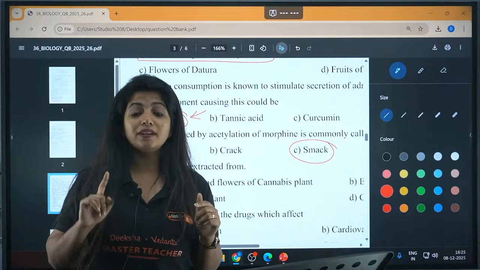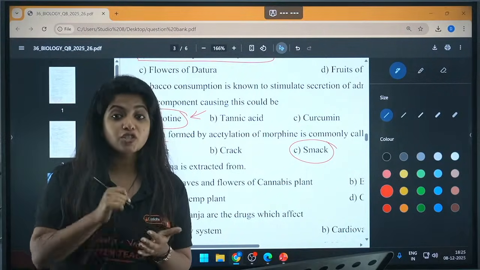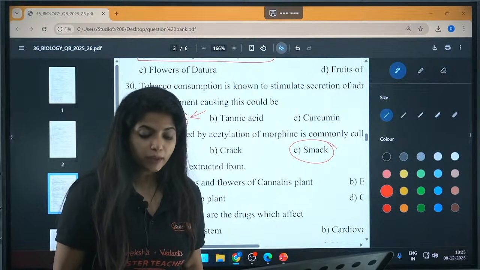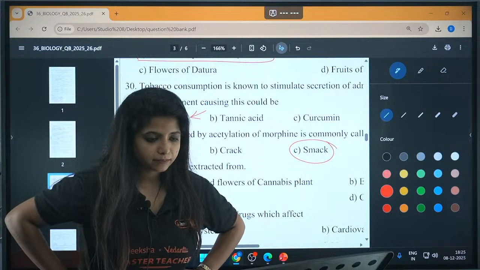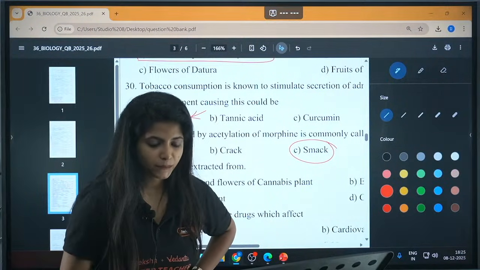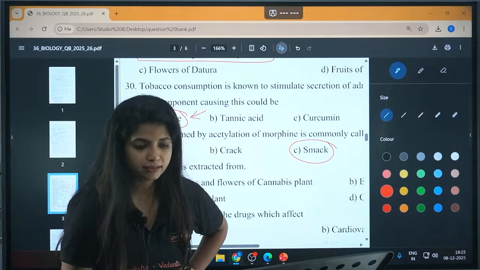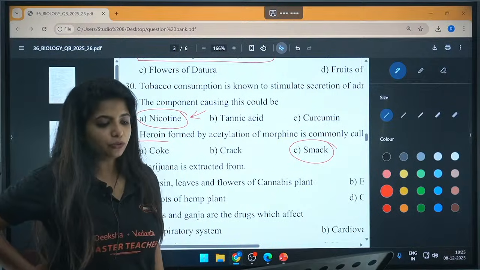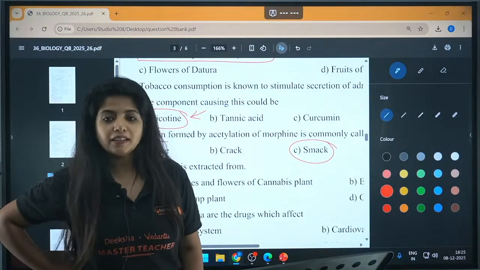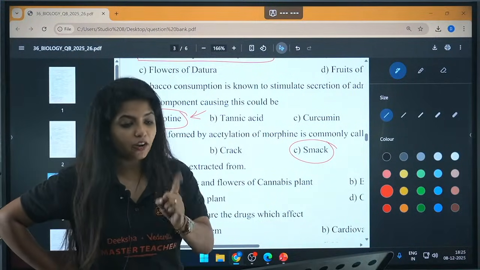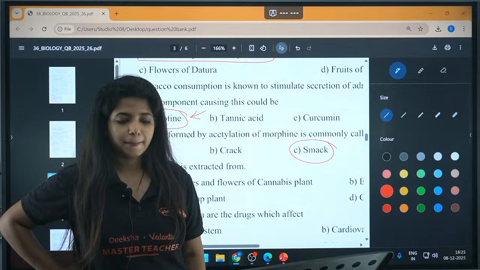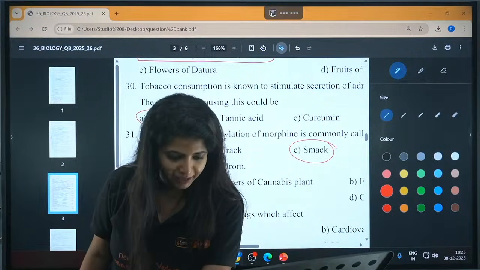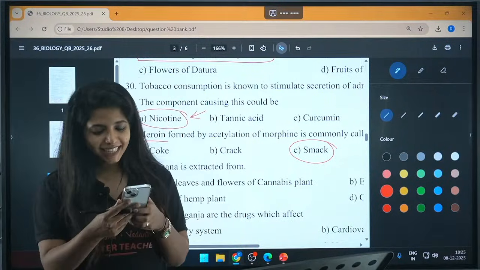I am talking about heroin. Do you know the function of heroin? What does it do? No one knows, I am assuming, since no one is telling me the answer. Come on, children. Heroin, what does it do? 32. Nagaraj, tell me the answer for this particular question first. What does heroin do? Yes, Rukmini, at last someone is there. Yes, depression.